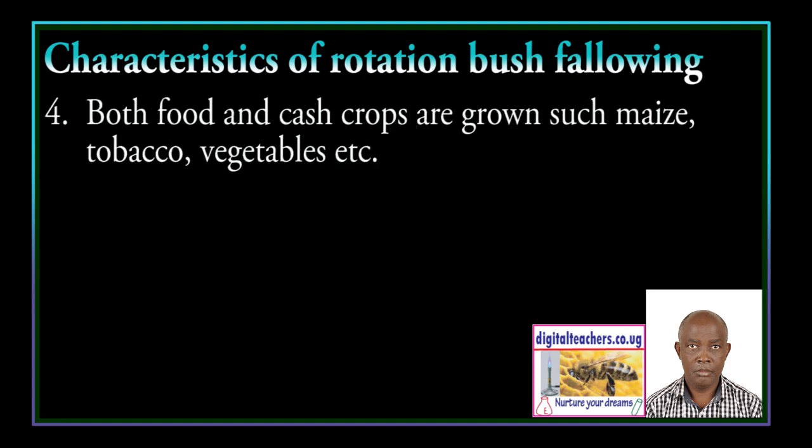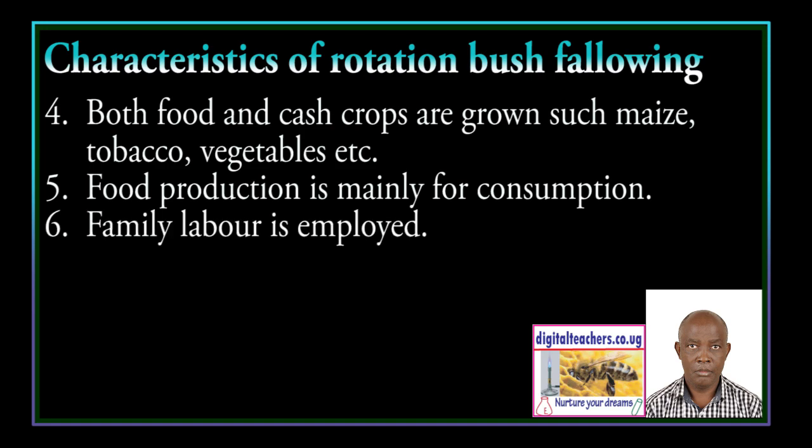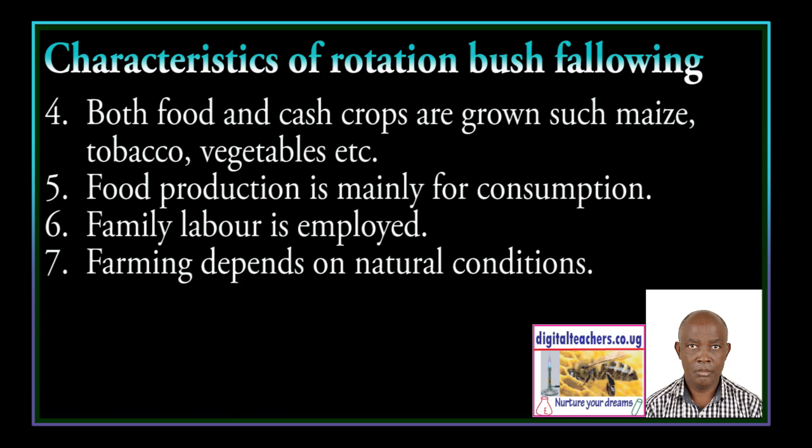Both food and cash crops are grown, such as maize, tobacco, vegetables, and so on. Food production is mainly for consumption. Family labor is employed. Farming depends on natural conditions.